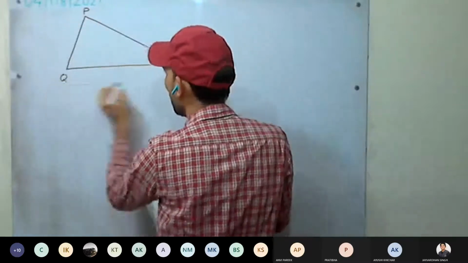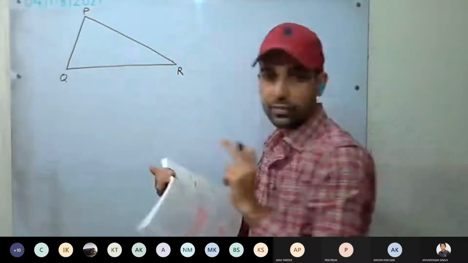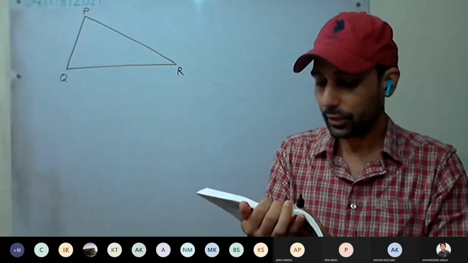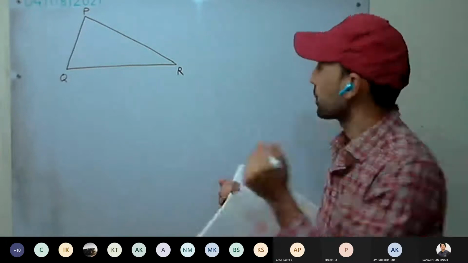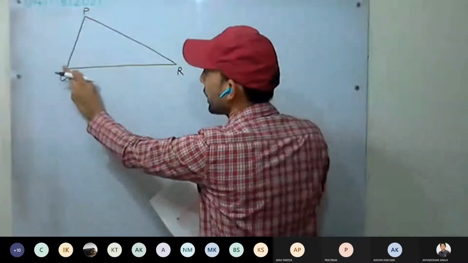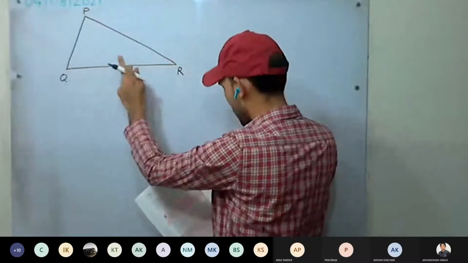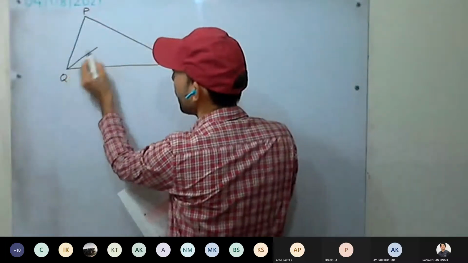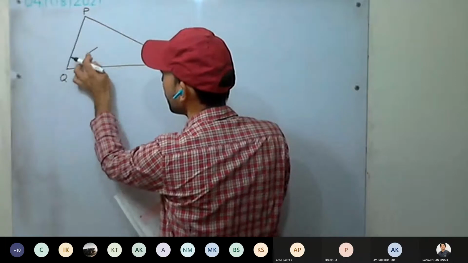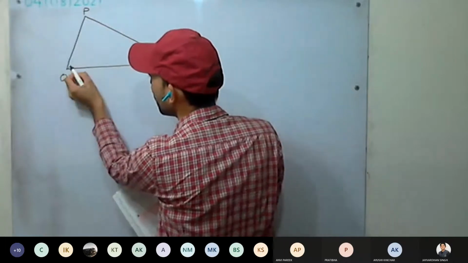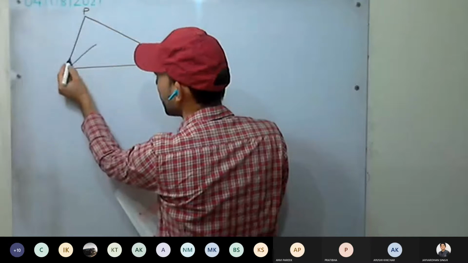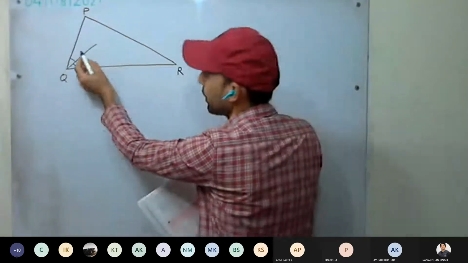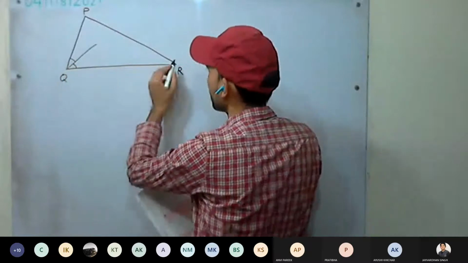P, Q, R. So we have one triangle PQR. In the adjoining figure, QX and RX are the bisectors of angles Q and R. There are two lines which are bisecting these two angles. So QX is bisecting angle Q. It means these two angles are equal. This line bisects this angle, it means these two angles are equal.